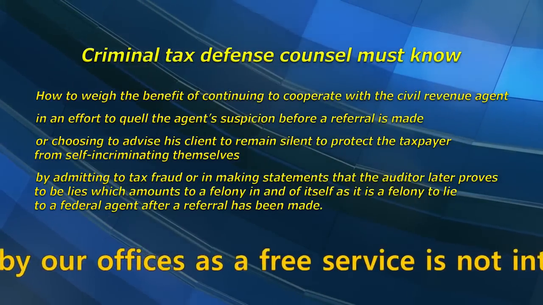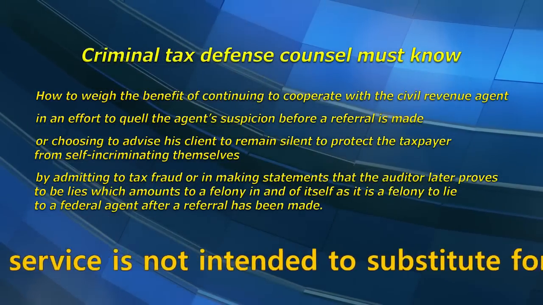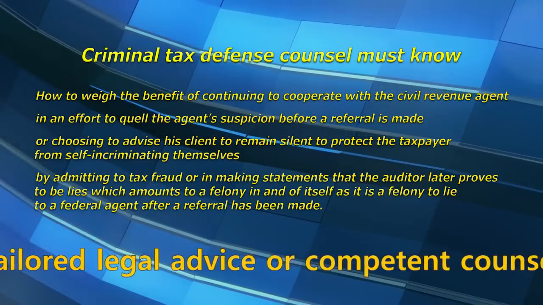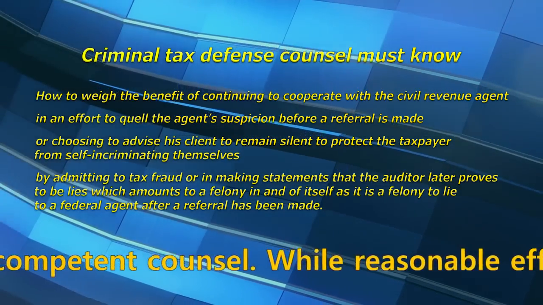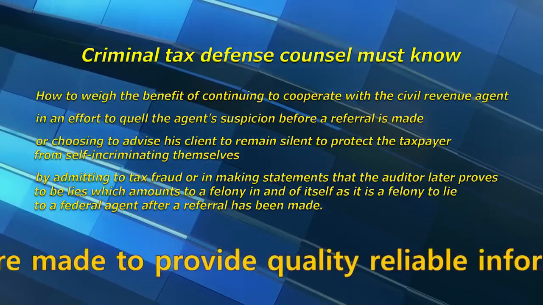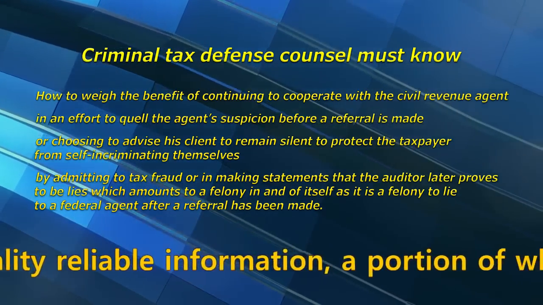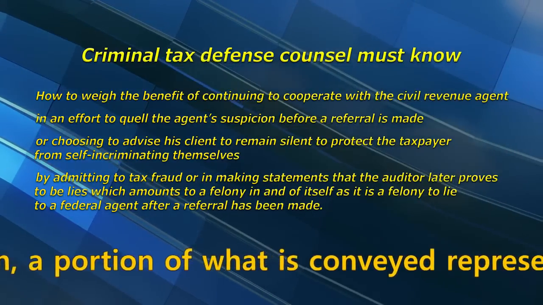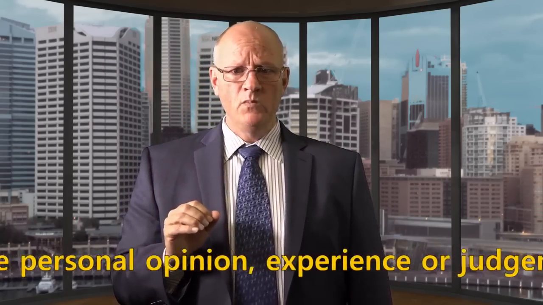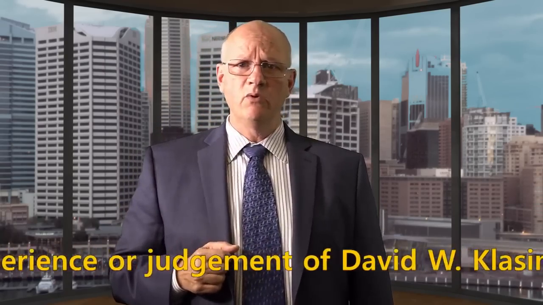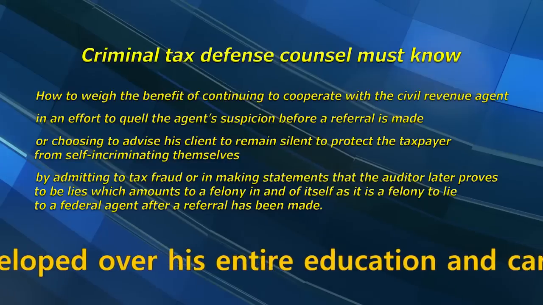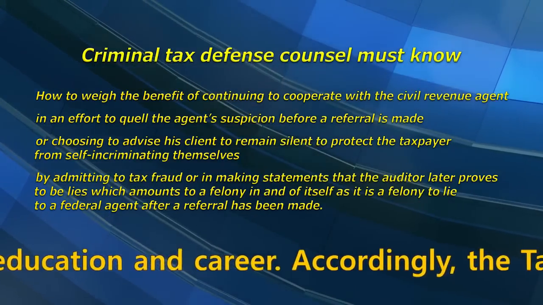So, criminal tax defense counsel needs to know the following: how to weigh the benefit of continuing to cooperate with the civil revenue agent in light of underlying criminal issues, how much cooperation to give, whether to claim the Fifth Amendment privilege. The whole idea is to quell the agent's suspicion before a referral is made, or alternatively, choose to advise the client to remain silent to prevent them from incriminating themselves. Claim the Fifth Amendment privilege against self-incrimination.